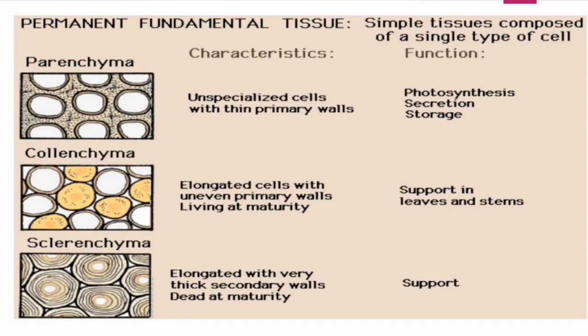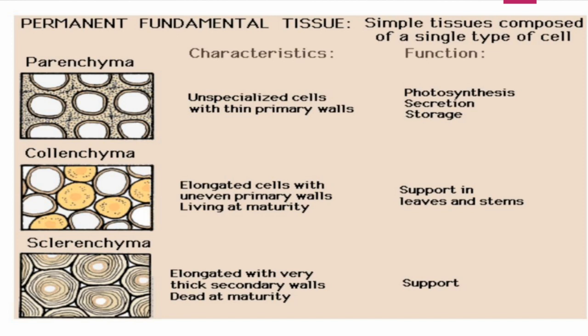Xylem consists of tracheids, vessels, xylem parenchyma, and xylem fibers. The tracheids and vessels help to transport water and minerals from the root to all parts of the plant. Xylem parenchyma stores food and fibers help in support.